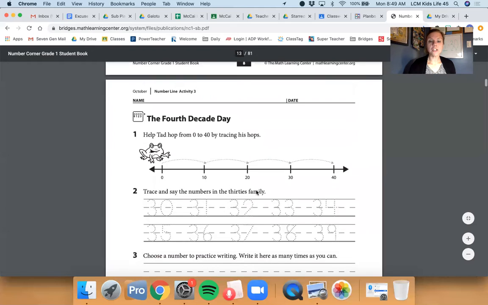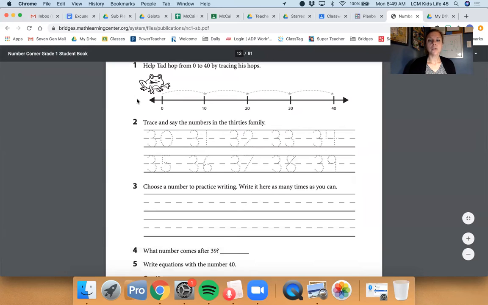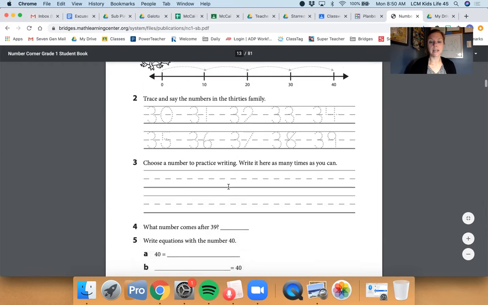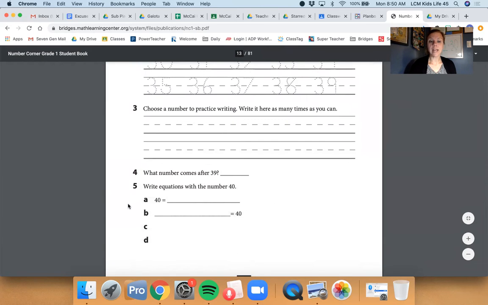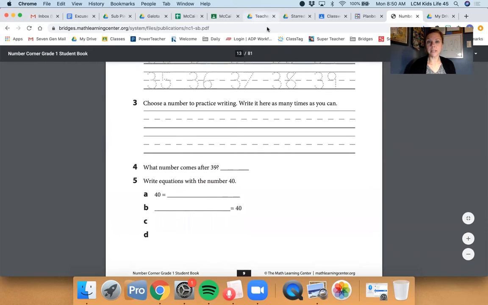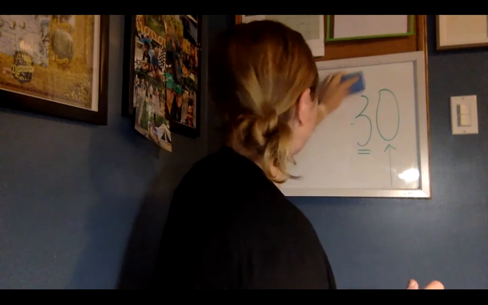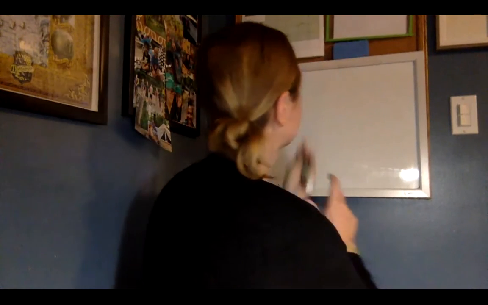Now, I'm going to share my screen with you one more time. When we look at page 9, it's the same thing, except now we're in our 30s instead of our 20s. So now we're counting all the way up to 40, and we're practicing saying and tracing numbers that are in our 30s. Then here, same thing. Can you take the same thing you did with the 30s and apply it to the 40s? So that means, can you do something plus something equals 40 instead of 30?